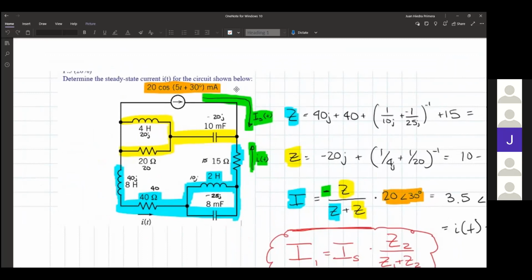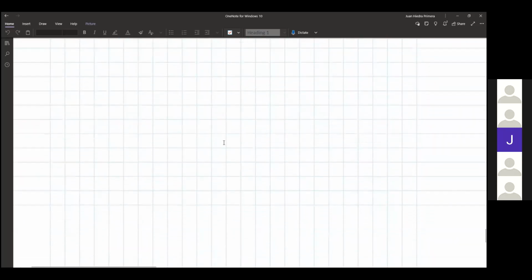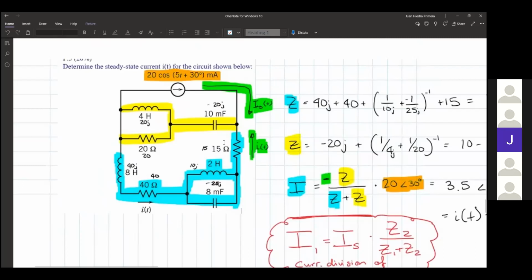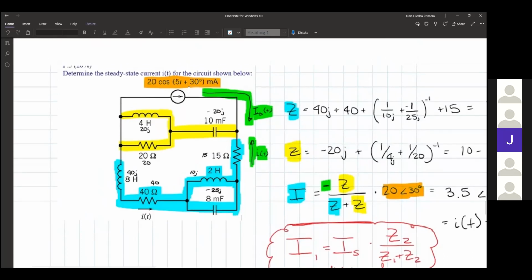Okay. And so the last question I have for you guys. Steady state current for this mess of a circuit. It looks really messy and it looks really daunting when you first see it. But honestly, it's not actually that bad if you can follow through it. So we want to determine the steady state current IT going through here for the circuit shown below. So we have this current source, 20 cos 5t plus 30 degrees milliamps.